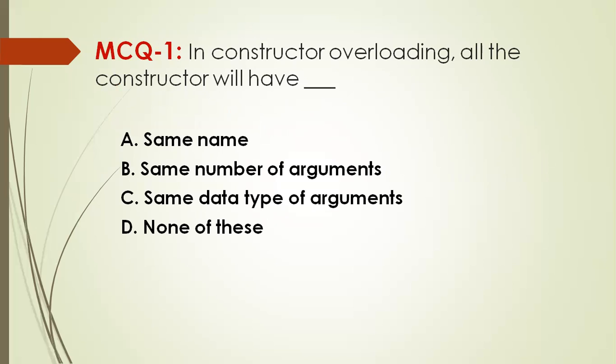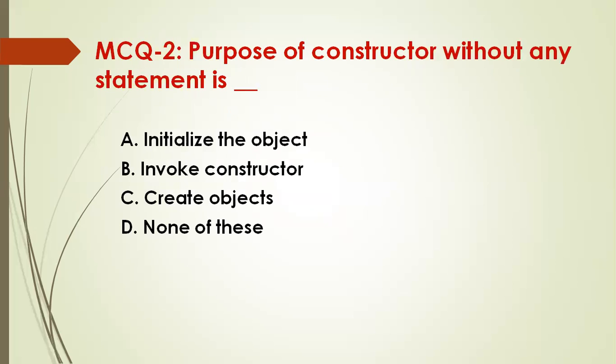To revise what we have studied in today's session, let's answer some simple multiple choice questions. In constructor overloading, all the constructors will have same name, same number of arguments, same data type of the arguments, or none of these. If you have the same number of arguments and same data type of the arguments, they are not overloaded at all. The correct answer is A, same name. What is the purpose of a constructor without any statement, just an open and close brace? It is used to initialize an object, invoke constructor, create object, or none of these. Its purpose is to initialize the object or allocate the memory for the object.